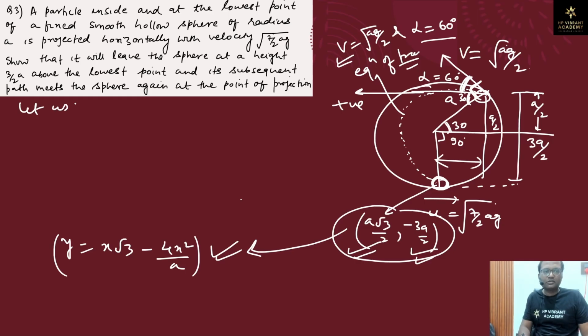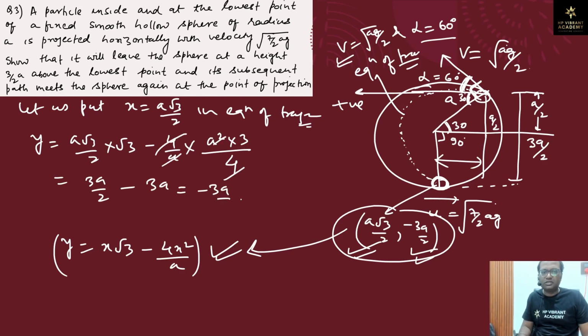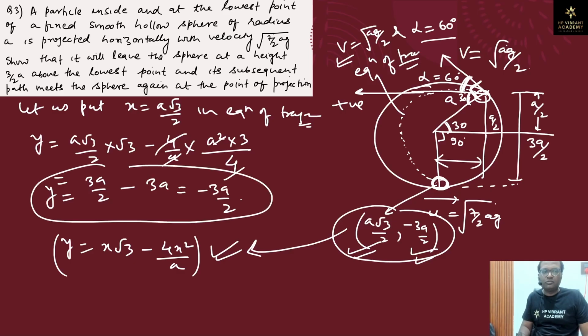Let us put x is equal to a root 3 upon 2 in the equation of trajectory. So y is equal to a root 3 upon 2 into root 3 minus 4 upon a into x square. This is a square into 3 upon 4. So we have 3a upon 2 minus 3a, which is equal to minus 3a upon 2. So when we put x is equal to a root 3 upon 2, we get y is equal to minus 3a upon 2. This means this coordinate is satisfying the equation of trajectory.